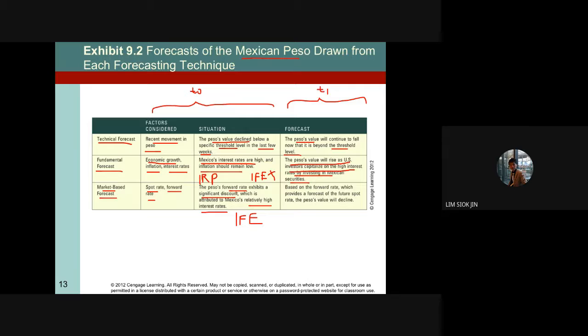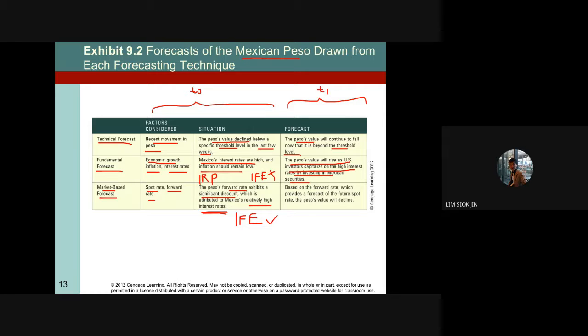Why? So if you remember what IFE says, they say that if interest rate is high, what will happen? Interest rate is high, inflation is high, right? If inflation is high, means what? Inflation is high means the goods and services in Mexico are expensive. So what they will do, they will import more than export. When Mexico imports more, then the value of currency will depreciate. Right, so this is IFE.